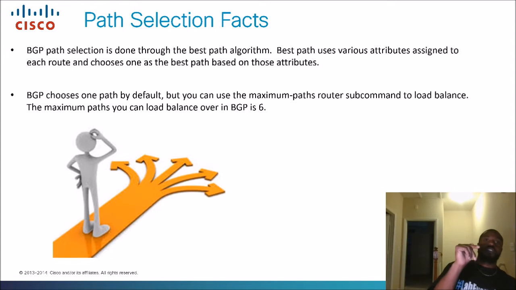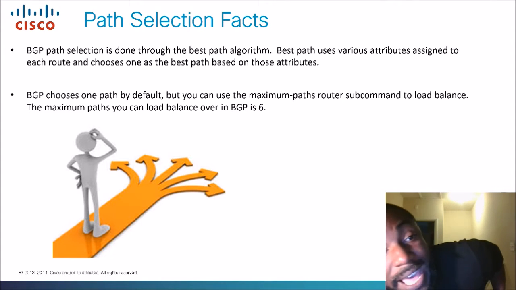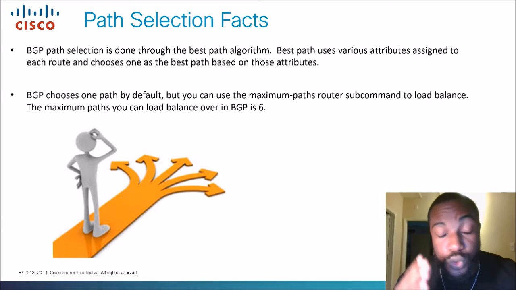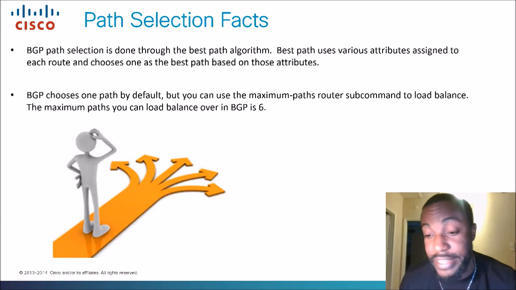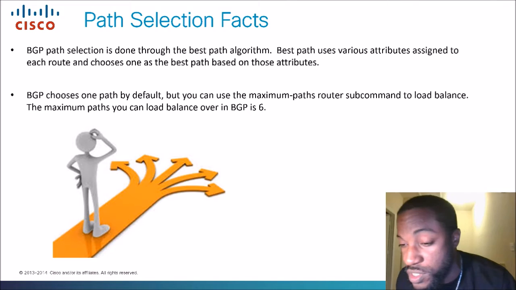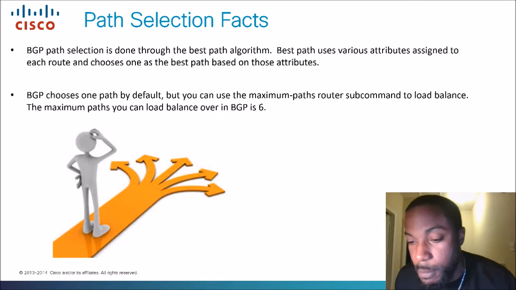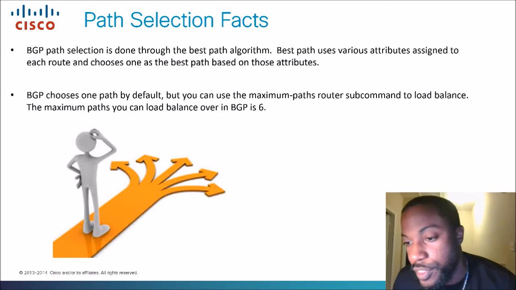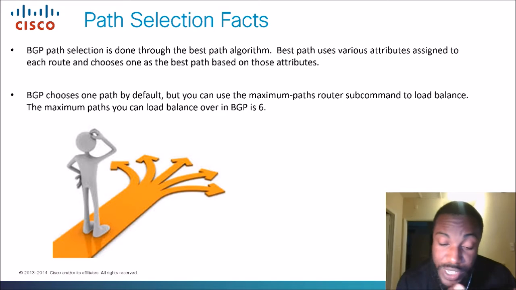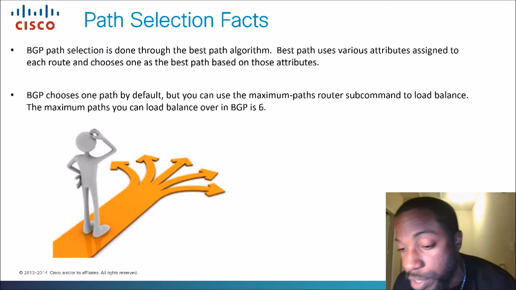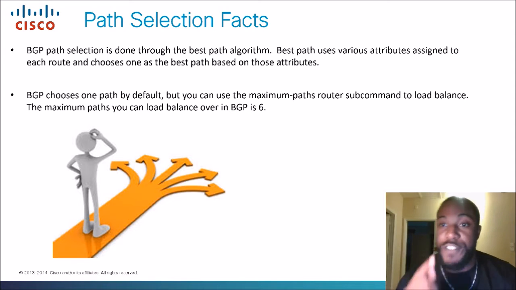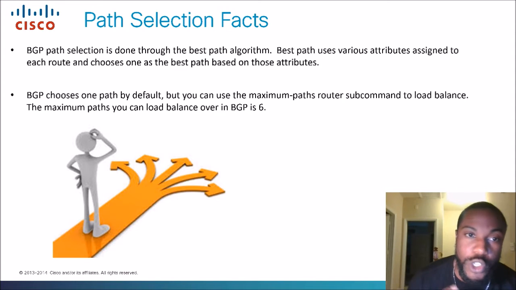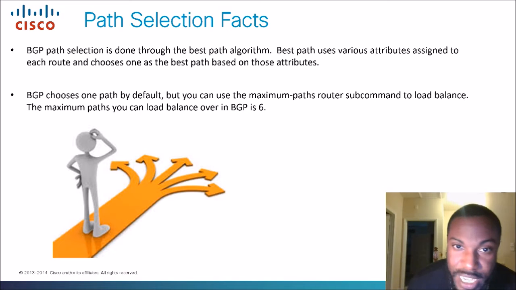So again, here are some fun facts about the path selection. BGP path selection is done through the best path algorithm. Yes, that's what they call it, the best path algorithm. OSPF uses the Dijkstra algorithm, and EIGRP uses the DUAL algorithm, which is the Diffusing Update Algorithm. The best path algorithm uses various attributes, like we've mentioned, and we're going to go over them. Now, those attributes are separated into different categories. We'll talk about that as well. Various attributes are assigned to each route, and BGP chooses one as the best path based on those attributes.